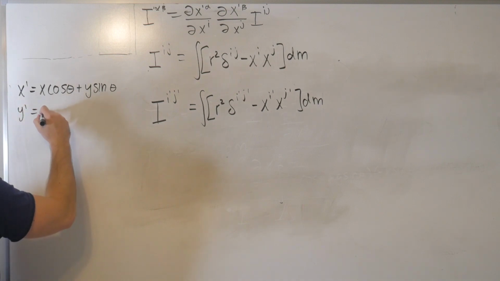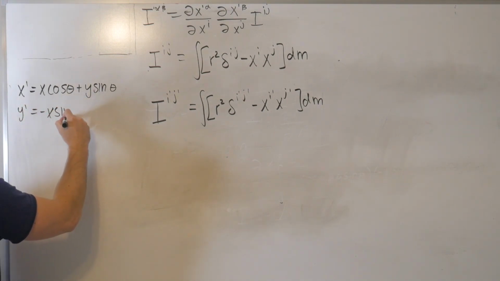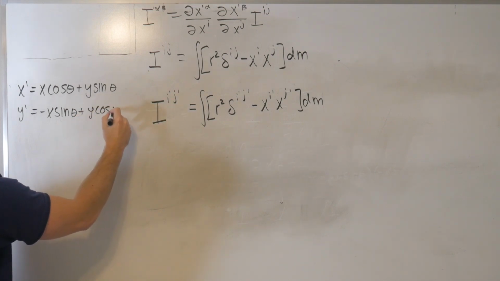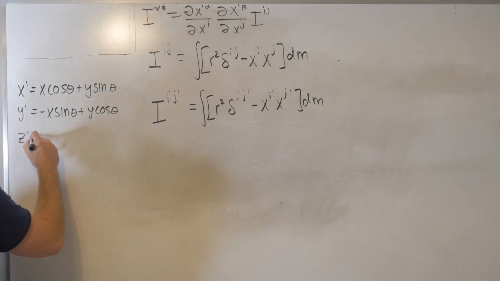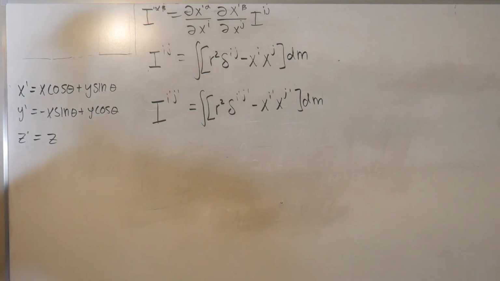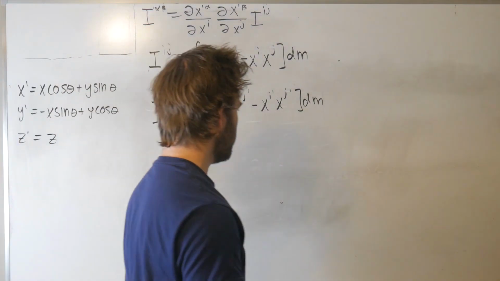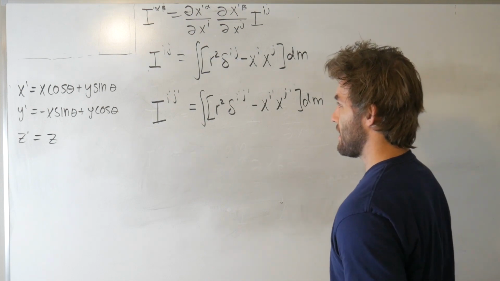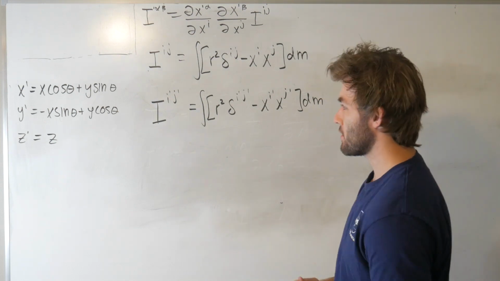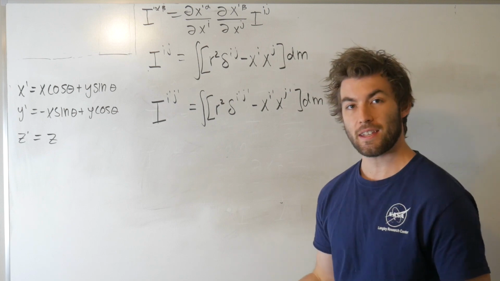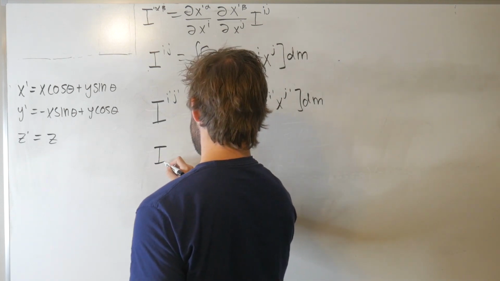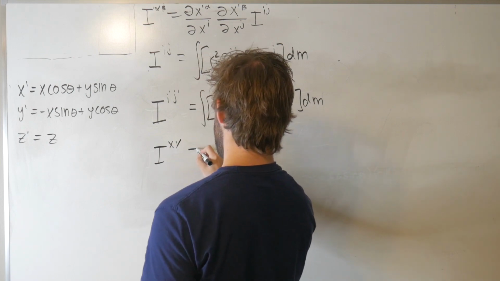y prime is equal to minus x sine theta plus y cosine theta, and z prime is equal to z, because we're rotating about the z-axis. Okay, so let's consider the case where we're interested in the xy component of the inertia tensor, and we're transforming into the x prime y prime component. So explicitly what I mean is I xy, what is that equal to?